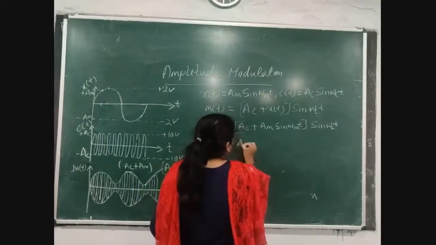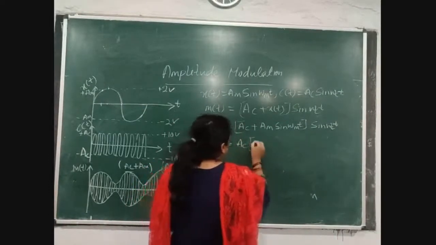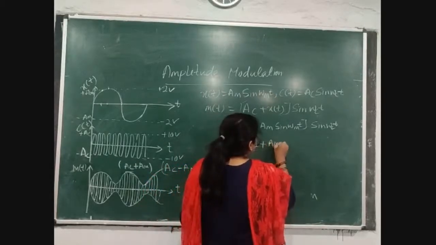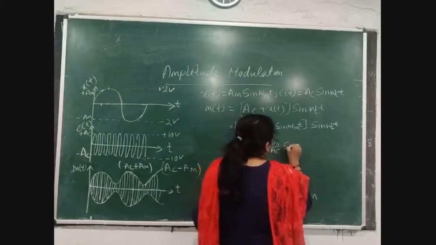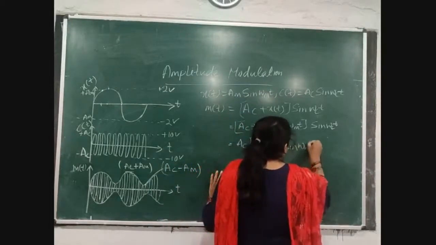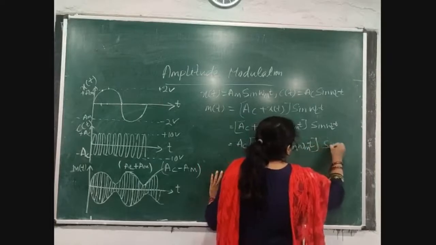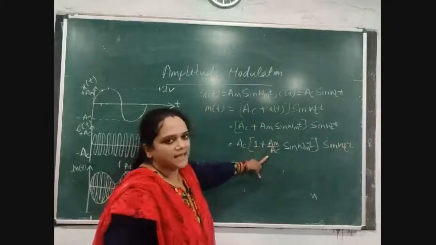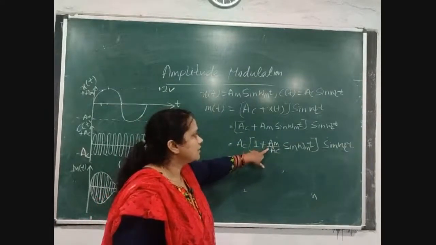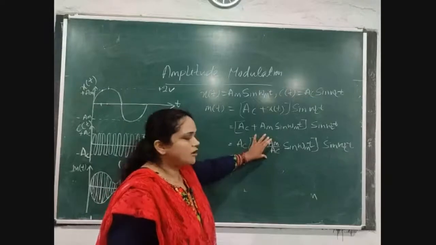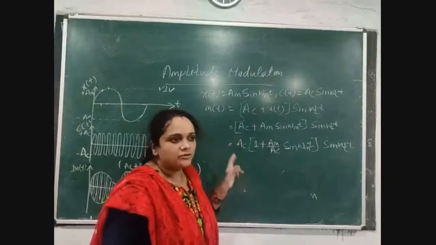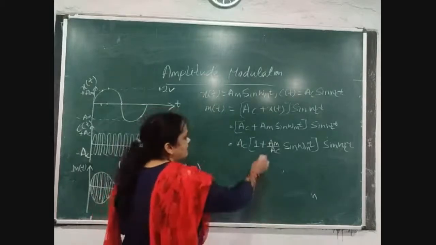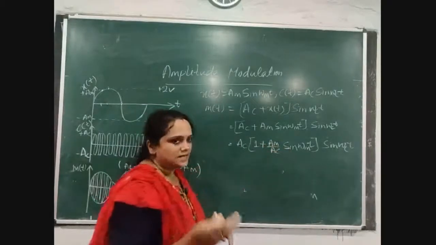Then take AC common, meaning the amplitude of the carrier signal: 1 plus Am by AC sin omega mt, into sin omega ct. So see here, Am by AC is known as the modulation index. It is the ratio of the amplitude of the modulating signal to the amplitude of the carrier signal. We will discuss this term in the next class.